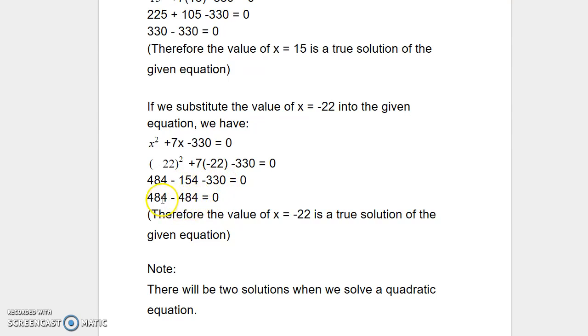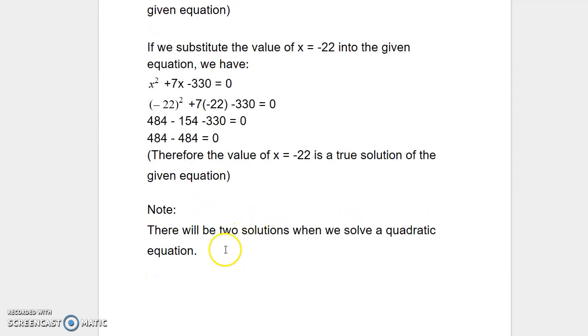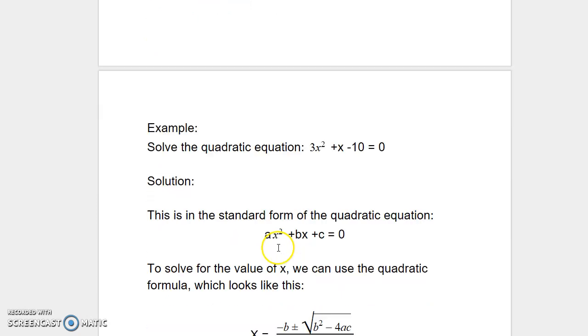So the left hand side is equal to 0, and that is exactly equal to what we have on the right hand side, which is 0. Therefore, the value x equals negative 22 is a true solution for the given equation. So there will be two solutions whenever we solve a quadratic equation. Let's look at another example.